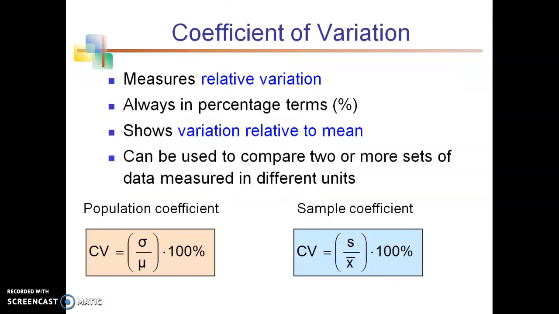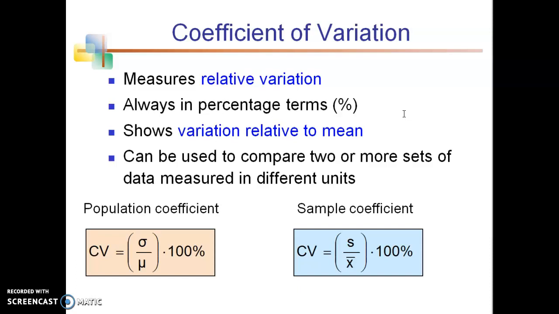Okay, let's keep going. The coefficient of variation is another measurement that is often used for evaluating dispersion and variation. It measures relative variation. It's always in percentage terms, and it shows us the relative variation in comparison to the mean.